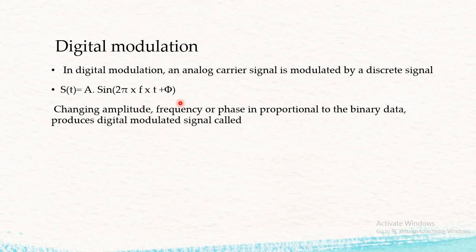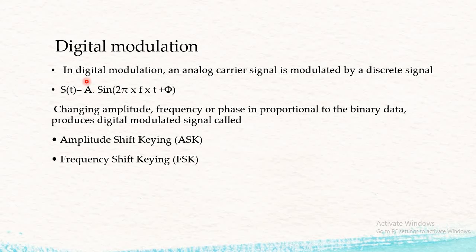Based on the change in the amplitude, frequency or phase in proportion with the binary data, we produce a digital modulated signal. So we have three types of digital modulation techniques: amplitude shift keying, where there is a change in the amplitude A; frequency shift keying, where there is a change in frequency; and phase shift keying, where we change the phase of the carrier signal. Now let us discuss each and every technique in detail. So that is all about the digital modulation techniques.